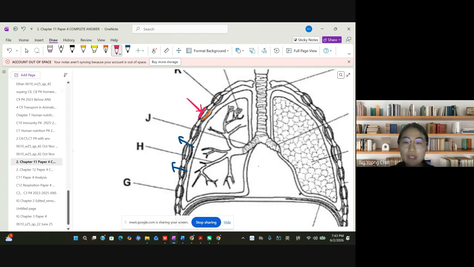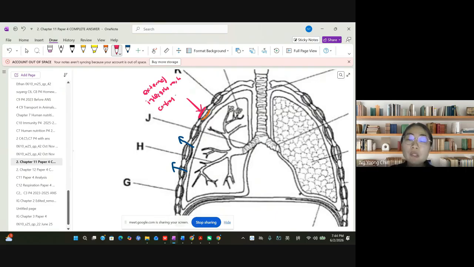So just remember in this way, when you want to allow your rib cage to move upwards and outwards, this external intercostal muscle will just contract. Okay, so this external intercostal muscle, they will just contract.